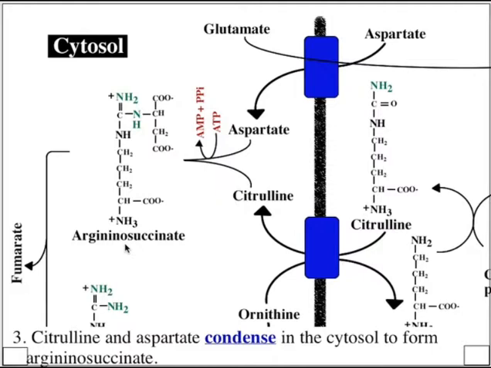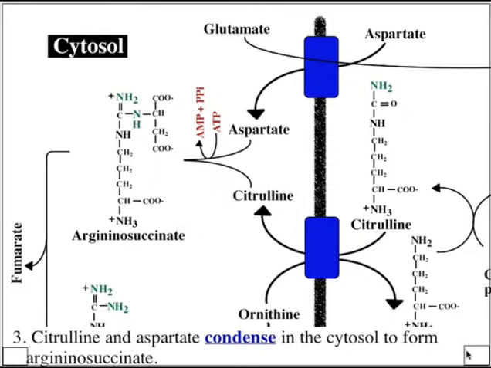Argininosuccinate is going to be converted in the next step to arginine. So we see how arginine becomes an intermediate in this pathway. Notice though that the next toxic nitrogen originates from aspartate. So one of them came from glutamate, ultimately from the ammonia there, and one of them came from aspartate. And we have now accounted for both of the nitrogens that will be found in urea that is excreted.